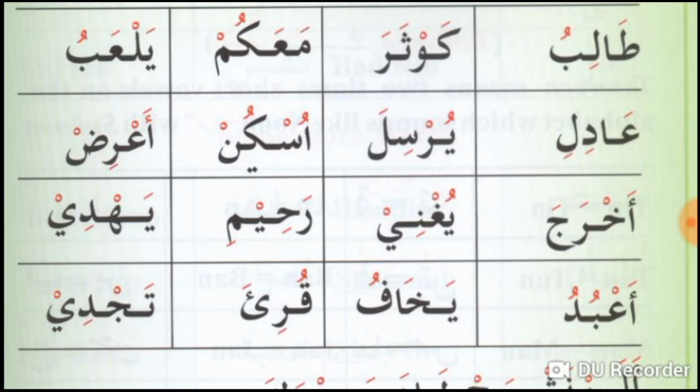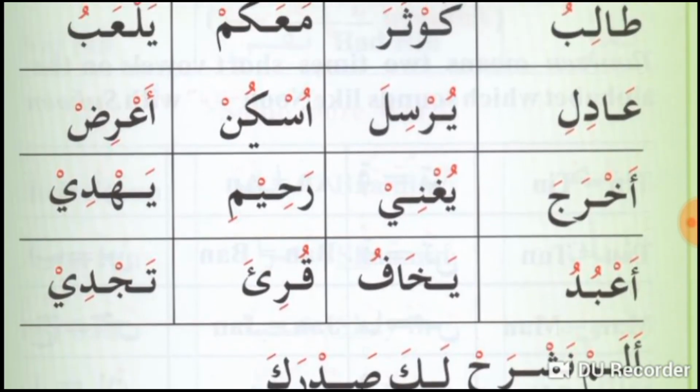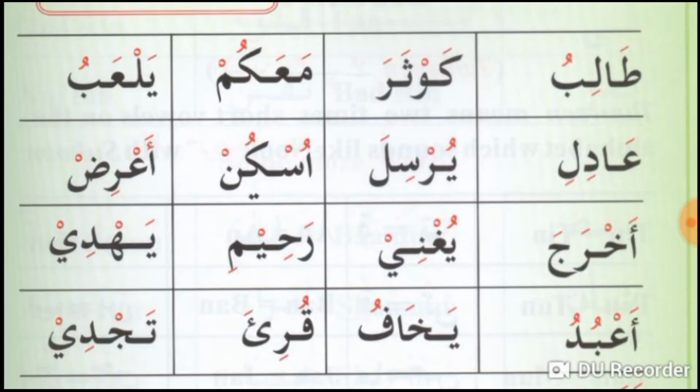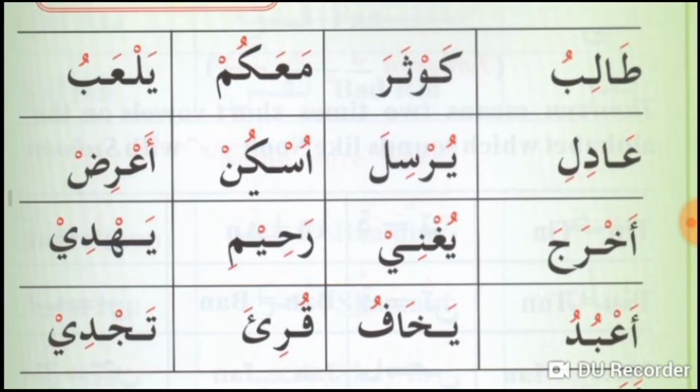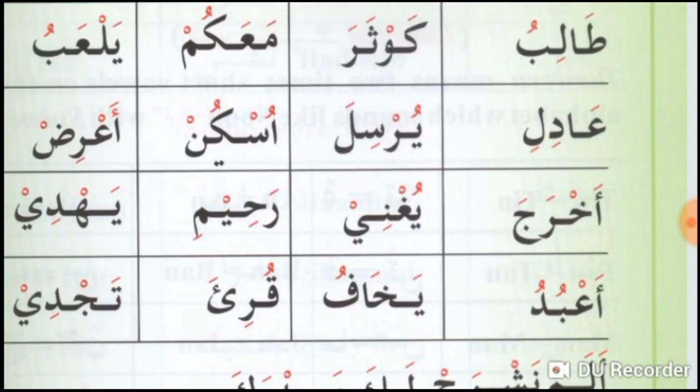Okay. Alif, Hamza, Fata, Alif, Fata, Mim, Sukun. Alam. You have left two columns on the left side of the page. This one would be pronounced Ju, right? Yes, Yoguni. Okay.